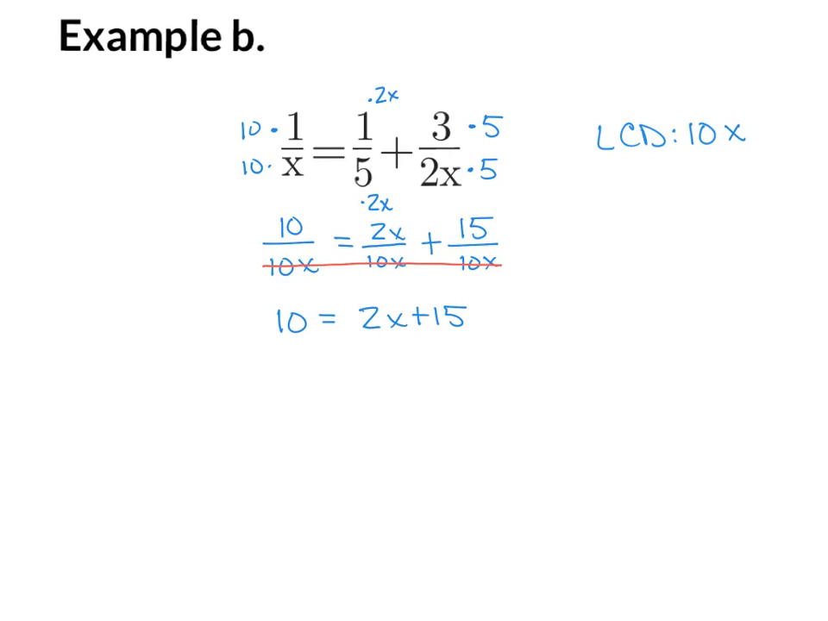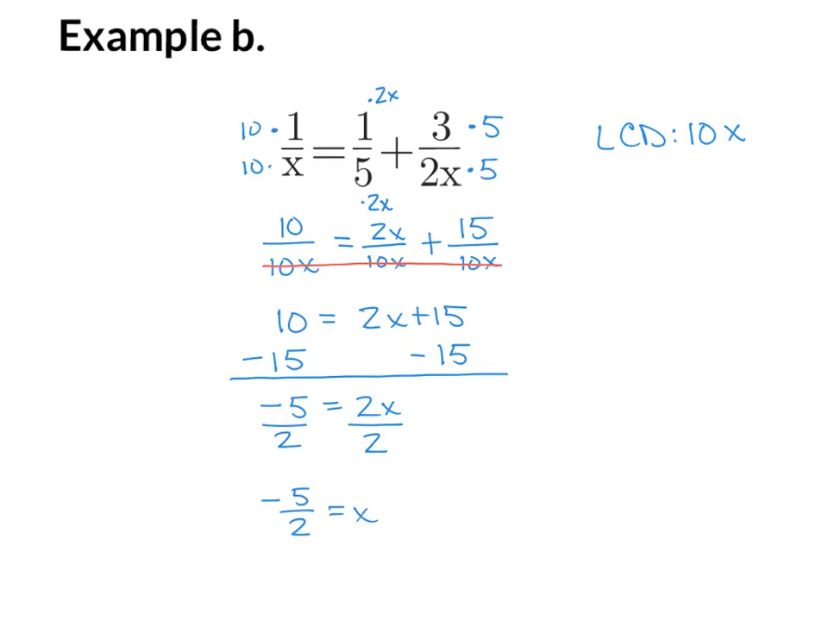This is a linear equation, so I have all of my variables on the right. I want to move all of my constants to the left. 10 minus 15 gives me -5 equals 2x, and then I can divide by 2. We get -5 halves equals x. Final step, we want to go ahead and check.